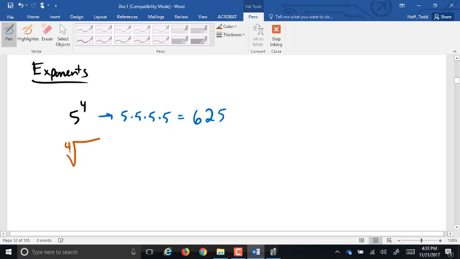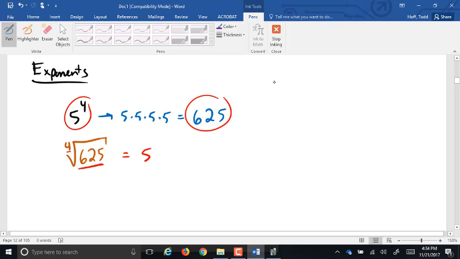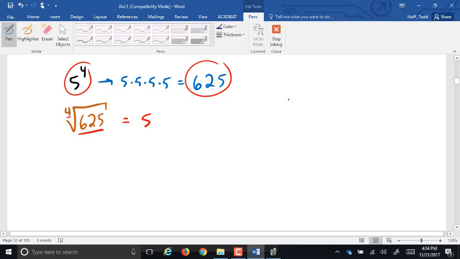The root is the opposite of a power. Just like adding and subtracting reverse each other, get you back to where you started, powers and roots reverse each other. If 5 to the 4th power equals 625, well then 625 to the 4th root, or the 4th root of 625, takes us back to 5. Now we are mostly going to be concerned in this course with just square roots, which means we're reversing a power of 2.